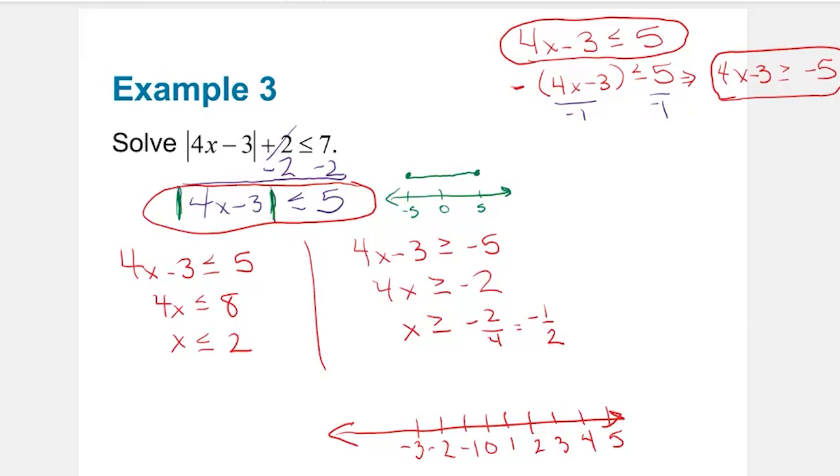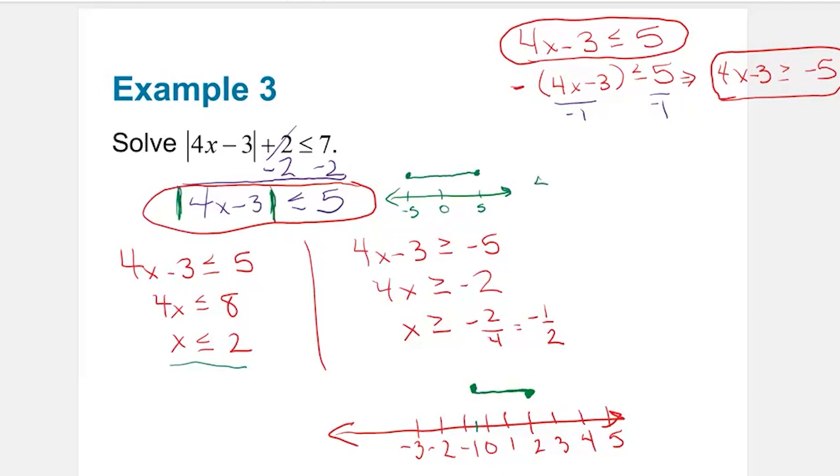So I know x is less than or equal to 2, so I can put a closed dot here. And then it's greater than or equal to -1/2, and I'll say -1/2 is right about there, and it still includes -1/2. And now I know it's between that x.